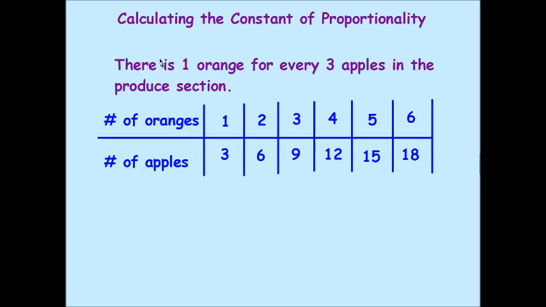Here's how to calculate the constant of proportionality. If you have a word problem, one way to do it is just to read the words carefully, 1 orange, 3 apples, and make that a ratio, 1 to 3. Or if you calculate several values, let's just take one, 6 over 18. If you know it's a proportional relationship, if you reduce that down, you'll eventually end up with the constant of proportionality.